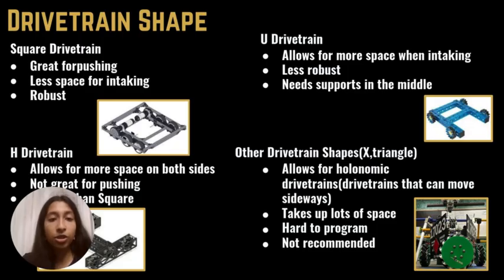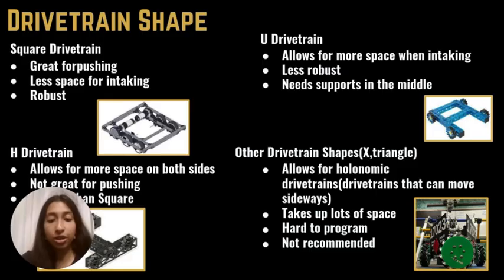Okay, so first we're going to go over drivetrain shape. There are three main drivetrain shapes. Firstly, we're going to look at the square drivetrain shape. It's great for pushing and it's very robust. However, the problem is that it sacrifices the intake space. The U drivetrain leaves more room for intake, so it's comparatively better in that regard. However, it's less robust and it needs more support.